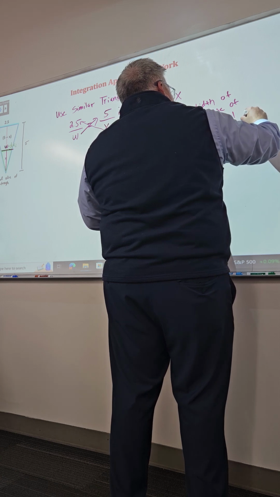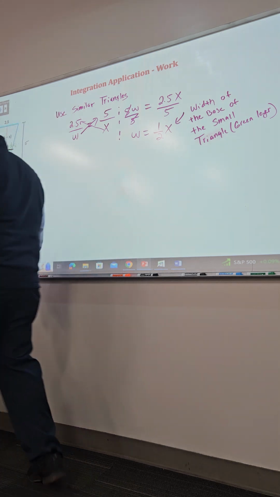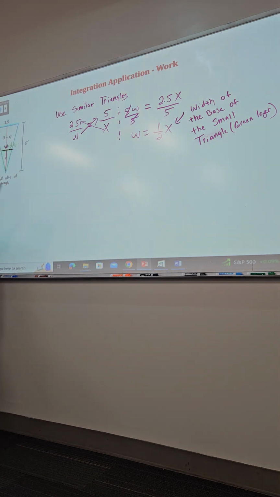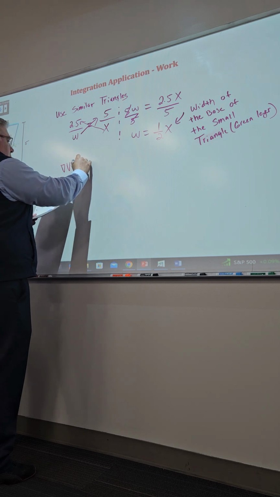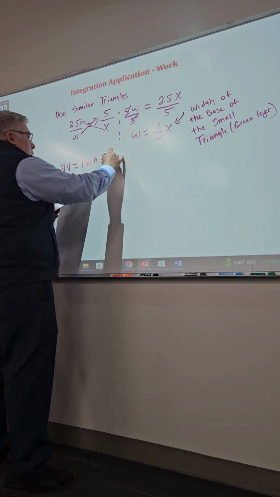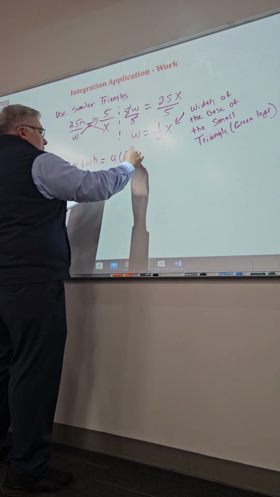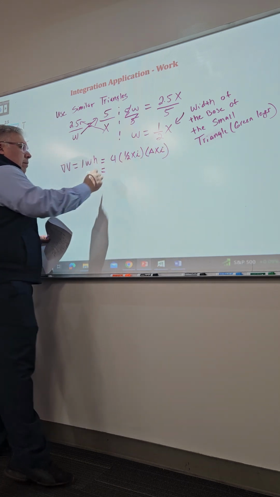Green layer. Let's do a green layer. Okay. Got it? All right. So from there, once I know that, now I can find the volume of that thin layer of water, that green layer. Make sense? How do you do that? Well, delta V is equal to length times width times height, which is going to equal 4 times the width, 1/2 x sub i, times the height, delta x sub i. Okay?